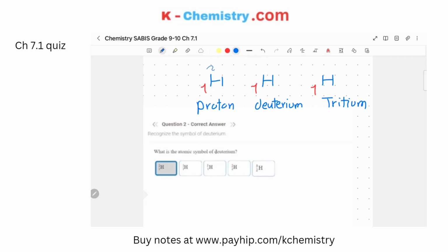This one has 0 neutrons, so the mass number is 1. This has 1 neutron, so the mass number is 2. This has 2 neutrons, so the mass number is 3. So these are isotopes because they have the same number of protons but a different number of neutrons, or the same atomic number but a different mass number. The atomic number symbol is Z and the mass number symbol is A. So for this one, which one is deuterium? It is H-2, with 1 proton. This one is the proton, this one is the tritium. These two are not hydrogen atoms.